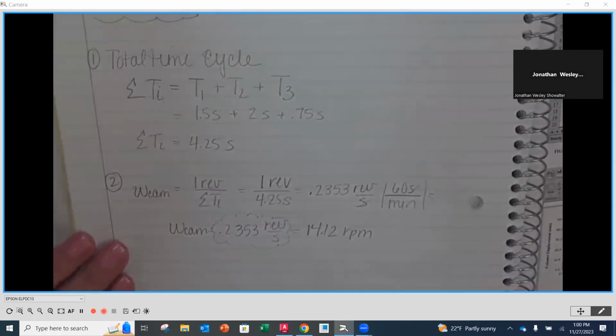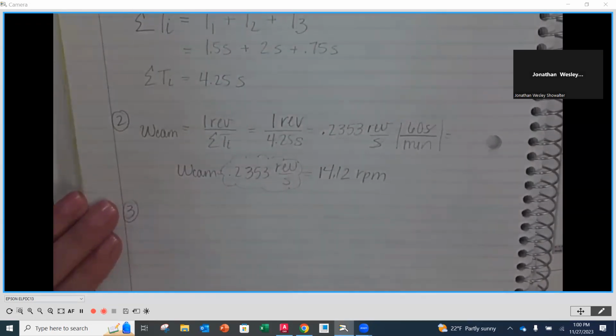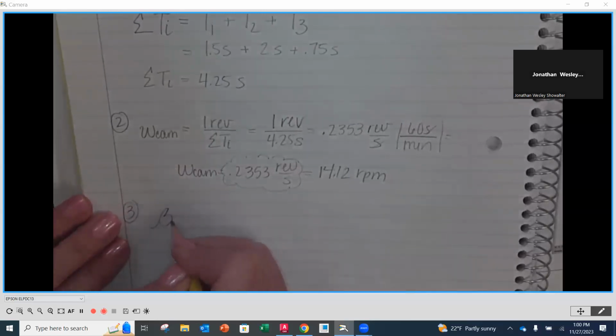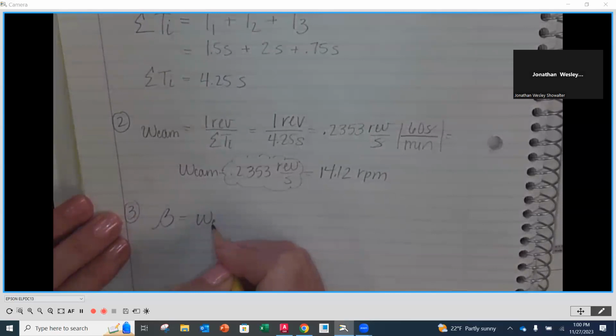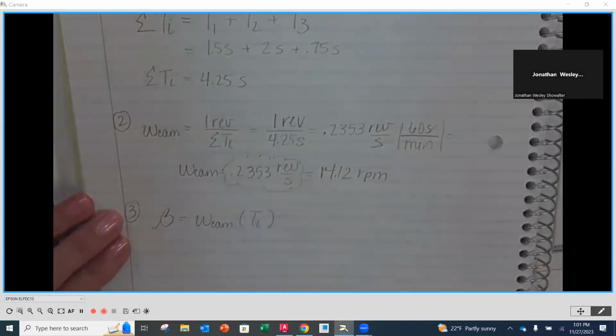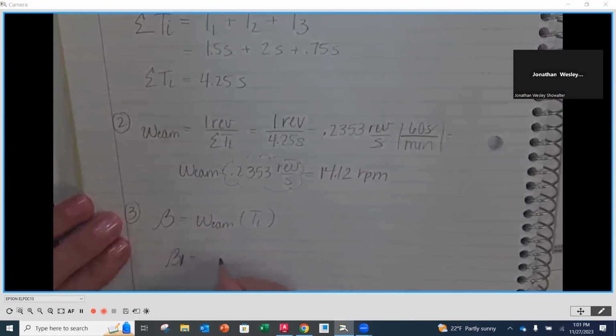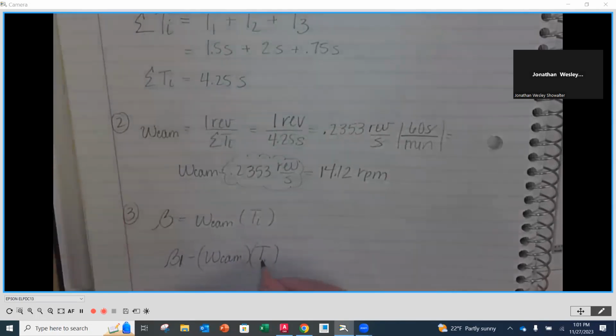All right. Then our third step is we need to figure out how many degrees of rotation each one of these steps is taking up. Our beta is going to be equal to the W of our cam times that time interval, of whichever one we're looking at. So if it's beta 1, it's going to be the W of the cam, the rotational speed of the cam, times time 1. We'll do beta 1. It's going to be equal to our W of our cam times time 1.